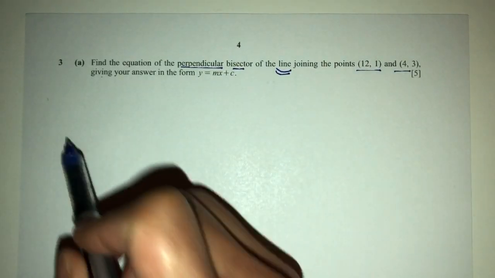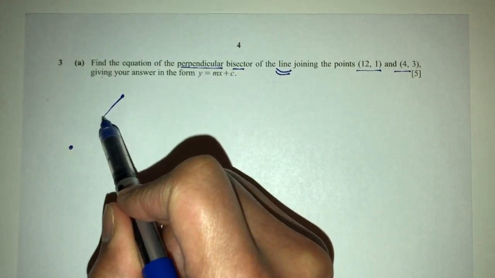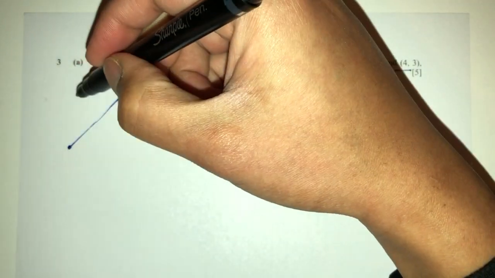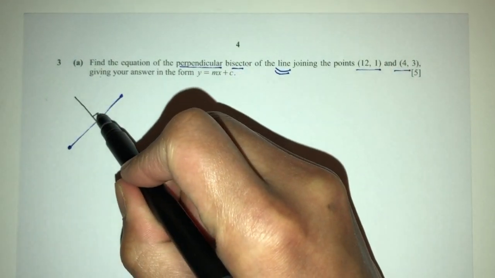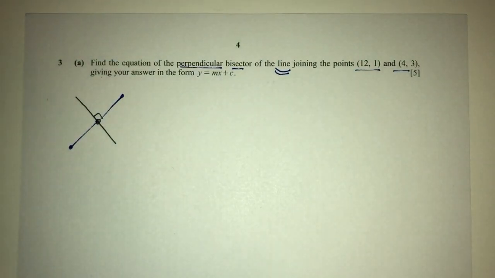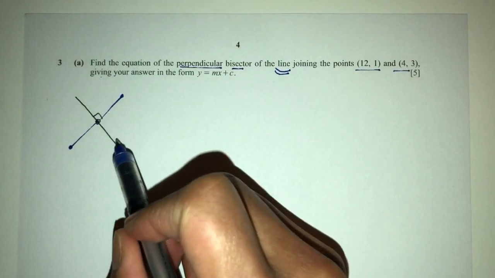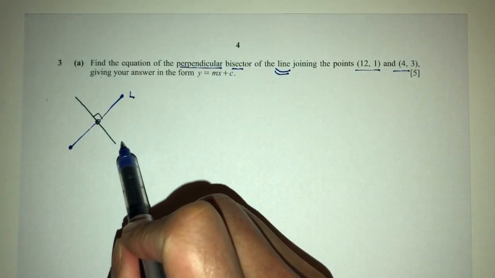So basically, let's say we have these 2 points here. They are joined by the line. But now we are trying to find the perpendicular bisector of that line. So basically, the line that will be in this direction at 90 degrees going to the midpoint of the other line. Let's call this the line L. This is the line P.